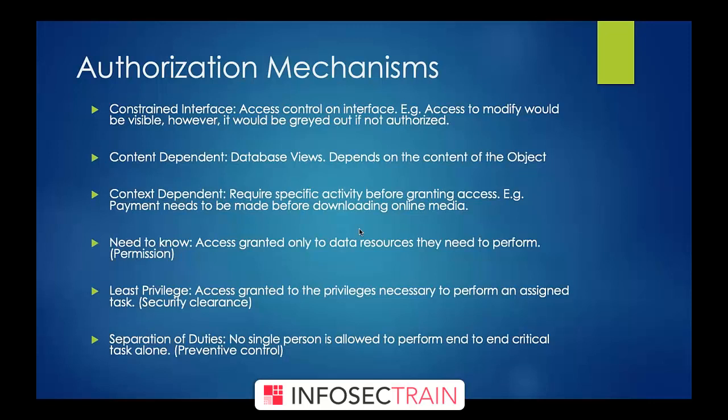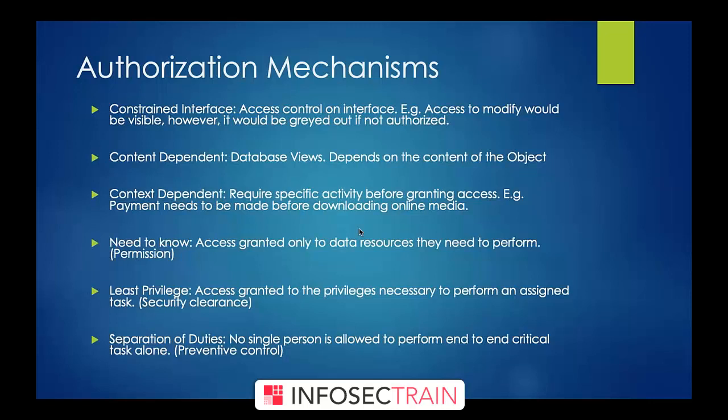Then there is context dependent. Okay, so context dependent is something, for example, if you want to download an ebook from, let's say, Kindle. Now before downloading, if that book has a price tag to it, the system would ask you to pay for that book, make the payment, and then you can download it, right? You cannot download it before, right? So it actually needs a specific activity before granting access. Okay.